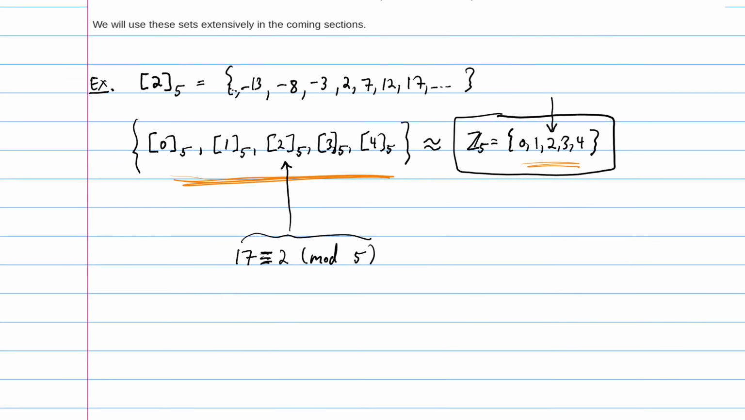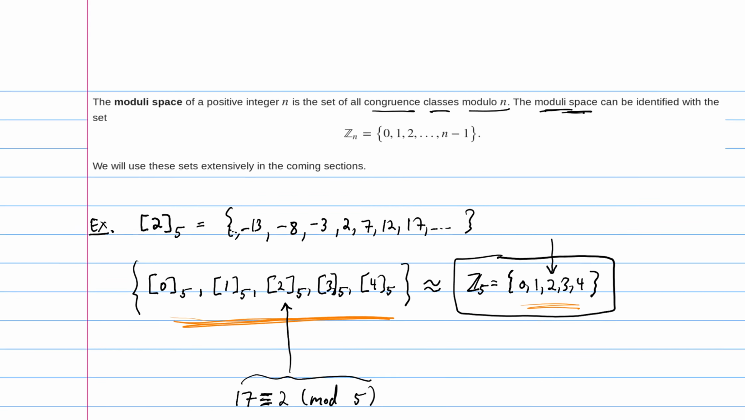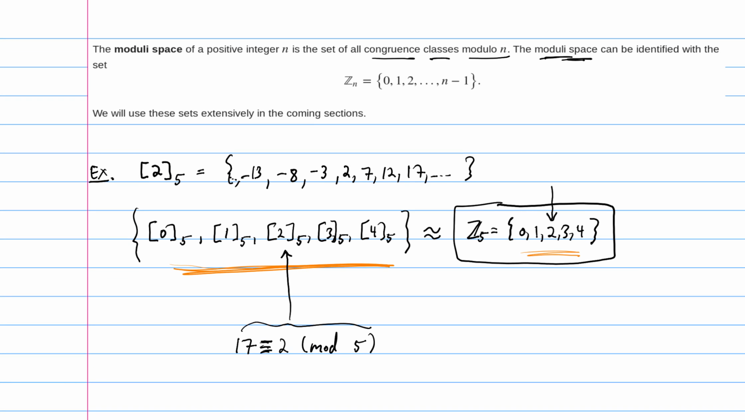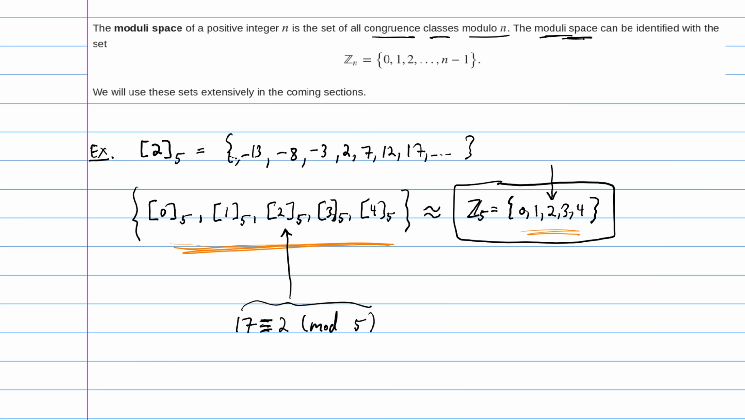So again, this is just a brief video on some notation that we're going to use, but the idea of congruence classes as being single elements in a larger set, or a larger space you might say, called the moduli space, is going to be very important and very useful moving forward. So we'll leave it there, but you will see this notation moving forward.